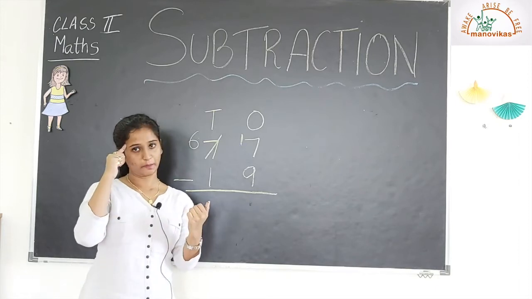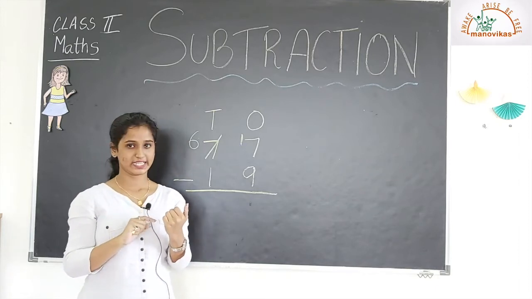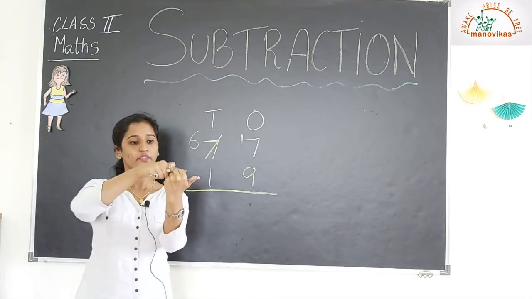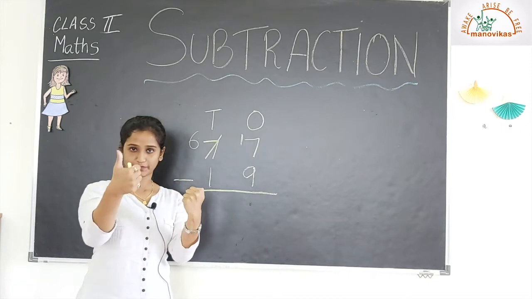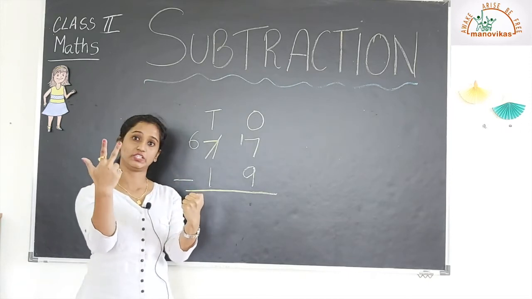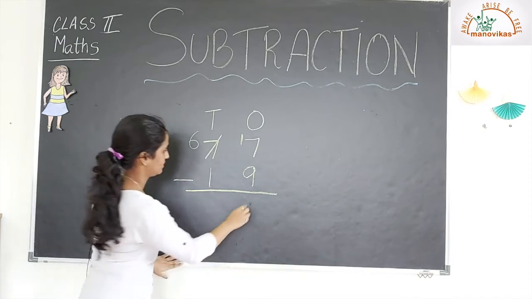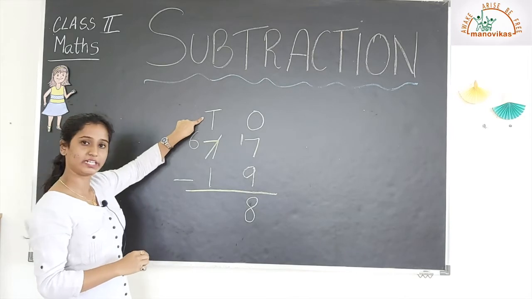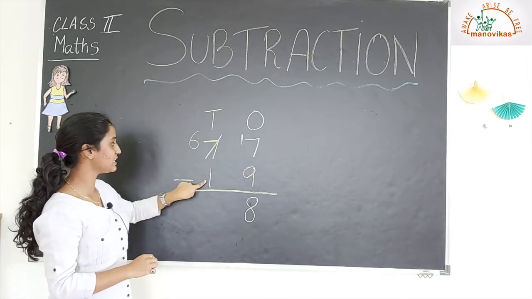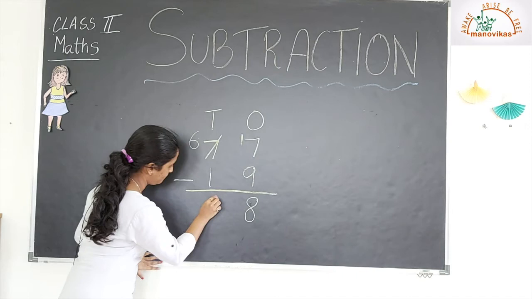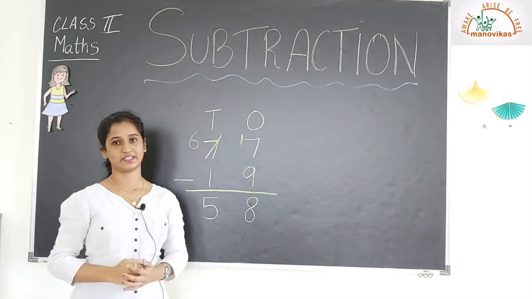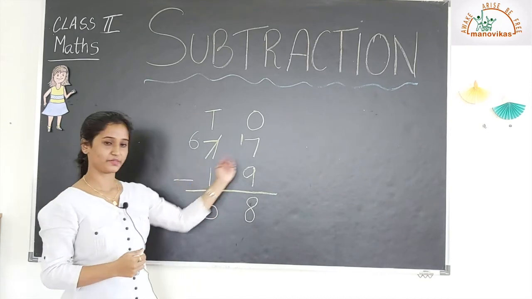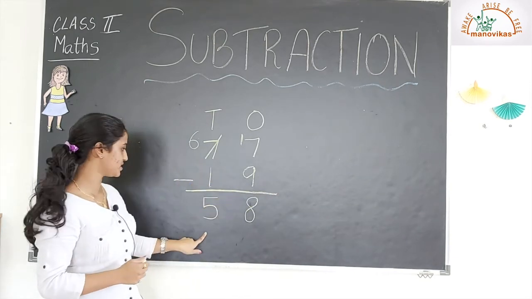So keep 9 in your mind and count forward till you get 17. So 9, 10, 11, 12, 13, 14, 15, 16, 17. So the total is 8. We write the answer as 8. Next we go to the tens column. So 6 minus 1 will be 5. So this is the answer. So 77 minus 19 gives us 58.